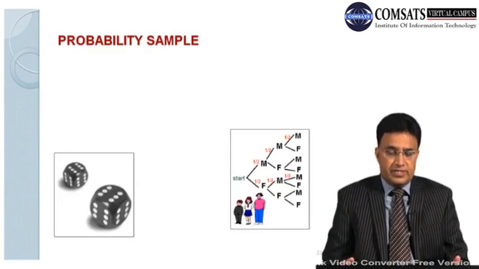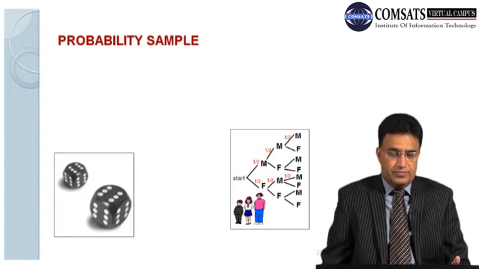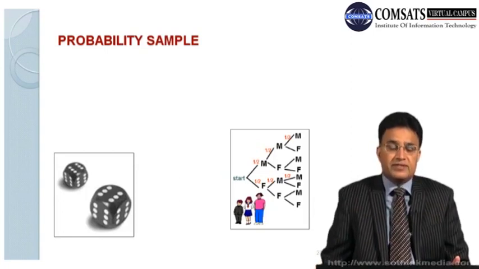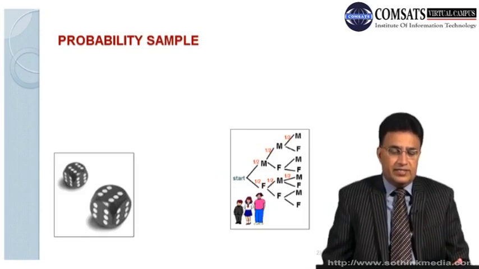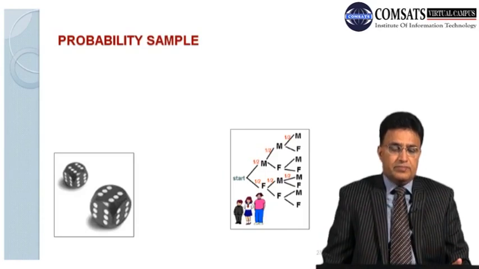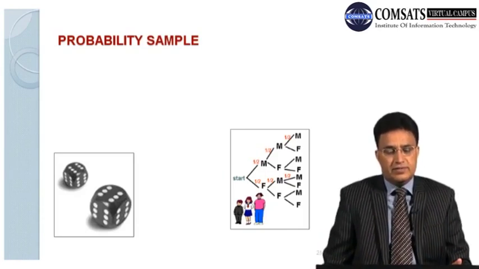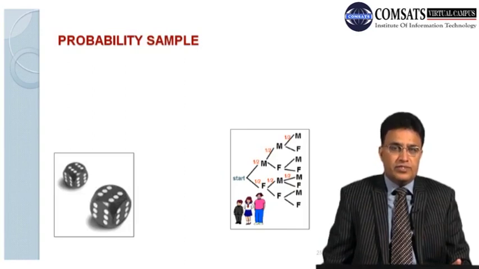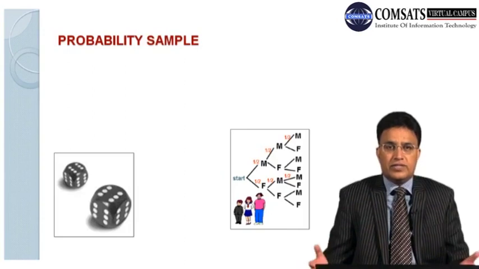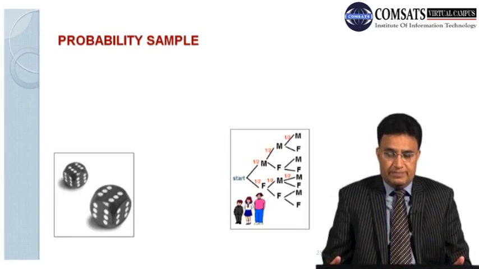Probability sample, let's look at some of the examples. In the diagram on the left, you see the dice, and it has numbers on each side, and it has 6 sides, and when you throw it, there are equal chances of any side to appear.